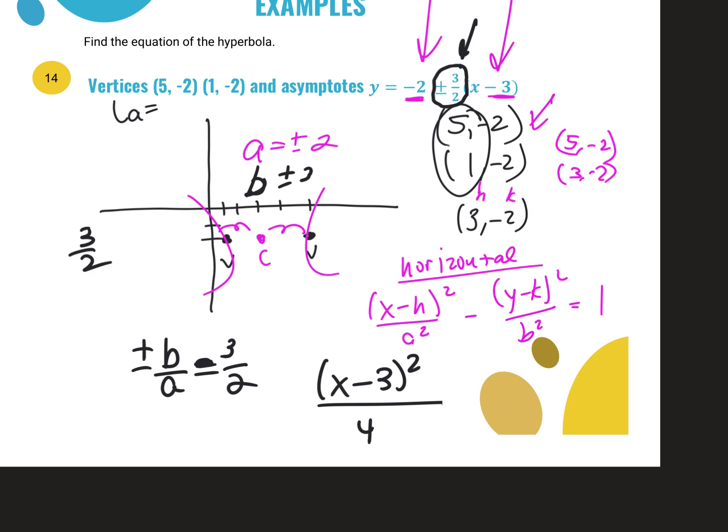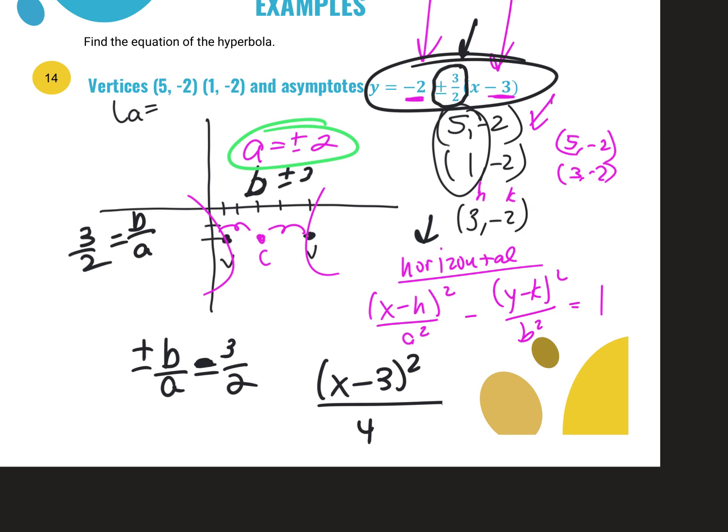So then you look at your little sheet, wherever you're writing it, the equation of the asymptote. If you have a horizontal asymptote, is the slope in front of your equation B over A or is it A over B? B over A. Now, we have already determined that our A value was 2, because that's the distance from the center to the vertices, right? A is 2. So what is this equation telling you that B is? B is 3.